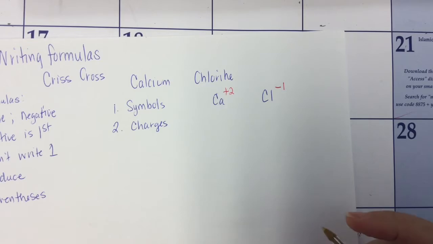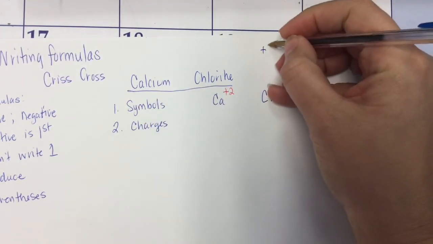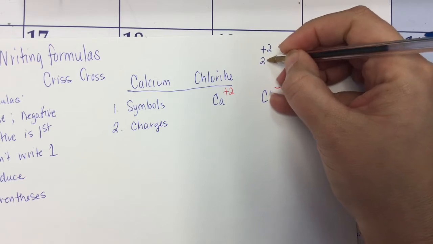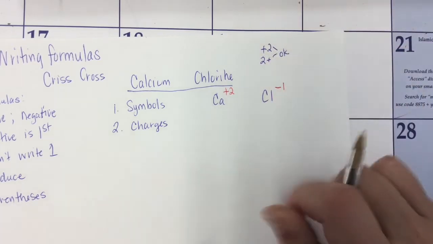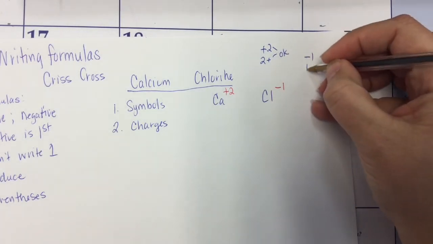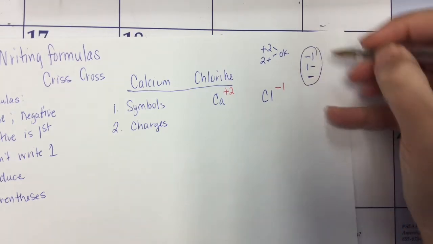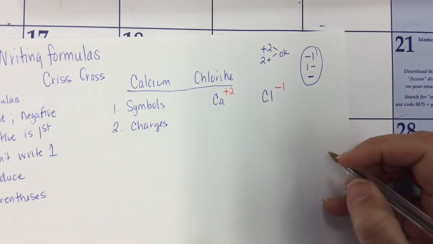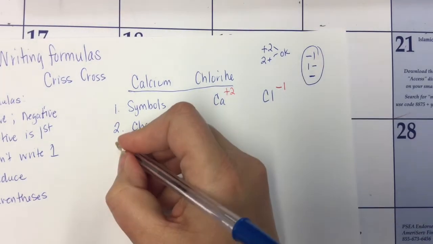You will see in different text sources, people will write +2, or 2+. Either one is okay. It doesn't matter. And then when you get to the 1, you might see -1, you might see 1-, and you might just see a minus, because in chemistry they don't write the 1, so either one of those is okay as well. So you can drop the 1, but you can't drop the 2.